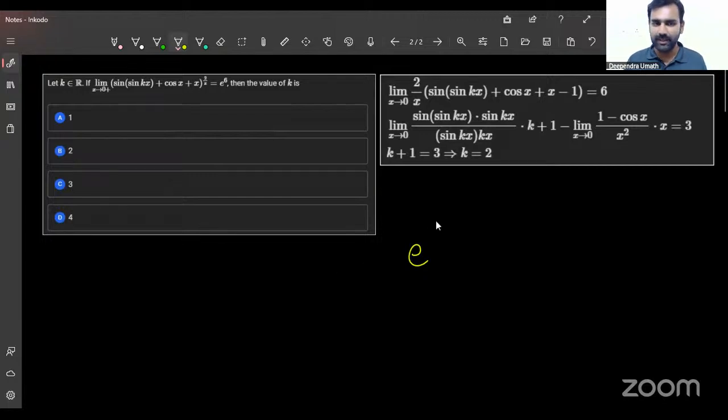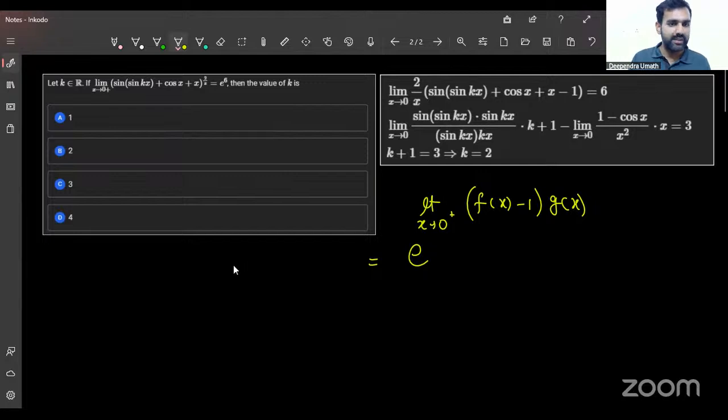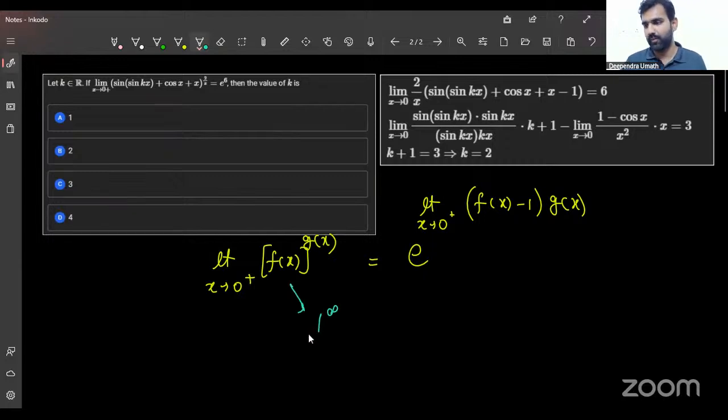It goes like this: e raised to the power limit x approaches 0 or a, whatever it is. For example, here I'm given 0, and f(x) minus 1 whole multiplied by g(x). So that's your solution to the question. To which question, students? To the question where x was approaching 0 and f of x was raised to the power g of x. Now, first of all, to solve this question in this manner, you need to ensure that it is a 1 to the power infinity form. Then only you'll be able to do it.